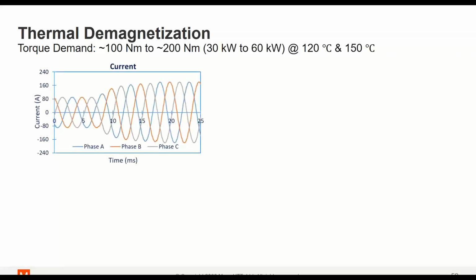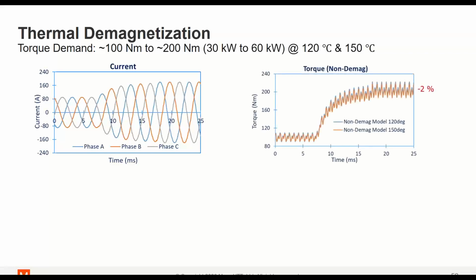Of course, we're increasing the current to take into account the change, and also looking at just the DMAG model. So under the non-DMAG model, which is the blue one, the effect of the temperature is minimal. It's about a 2% overall reduction in the torque. And this is because of the slight difference in the magnet characteristics at the 2 temperatures.